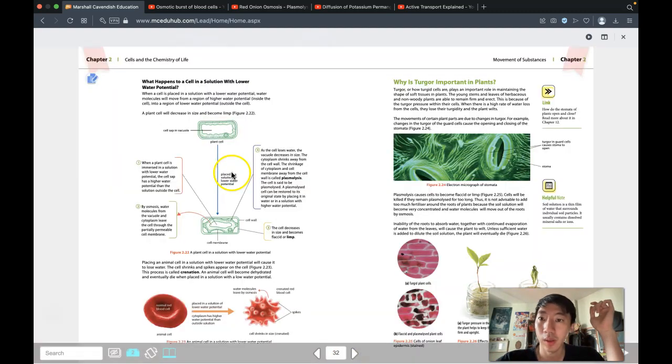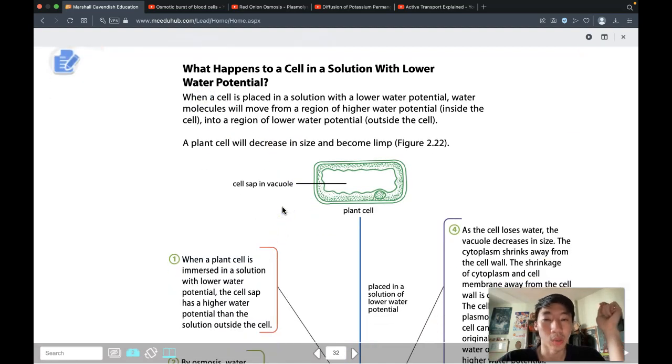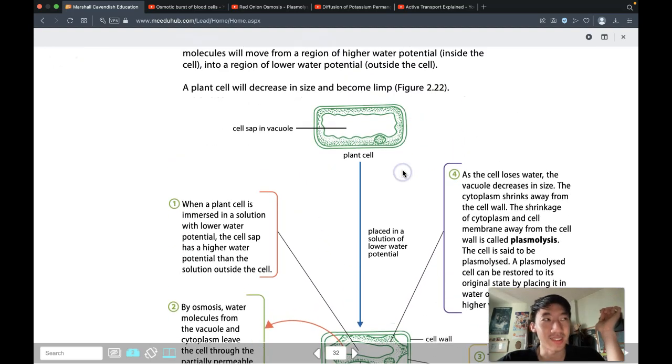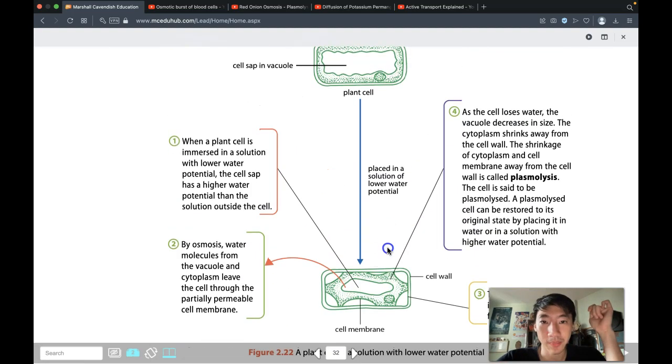Okay. Now we talk about what happens to a cell in a solution with lower water potential. When a cell is placed into a solution with lower water potential, water molecules will move from a region of higher water potential inside the cell into a region of lower water potential outside the cell. And so the plant cell will decrease in size and become limp. Okay, the proper word actually is flaccid. I don't know why they wrote limp. Okay, so over here they wrote flaccid, so I'll use the word flaccid.